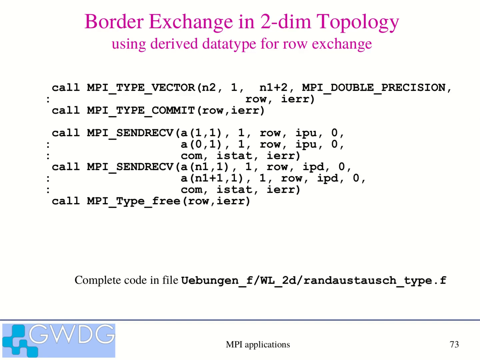And then I have the complete code written in the directory WL2D. I have this code only in Fortran because I didn't have time to generate C or Python versions, but you can do it, of course, if you want, in other languages. Let me just show you this code.